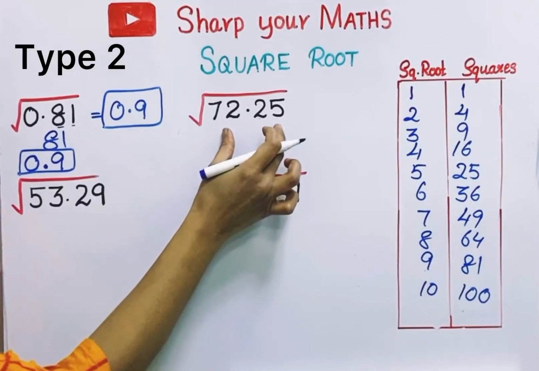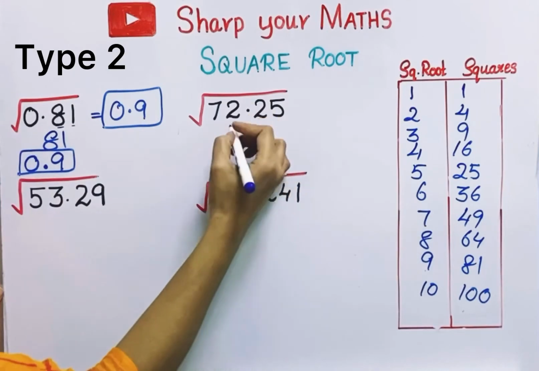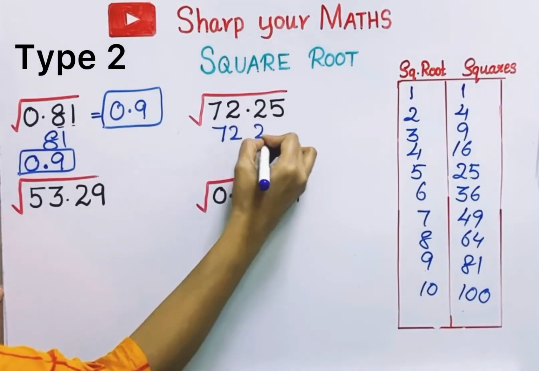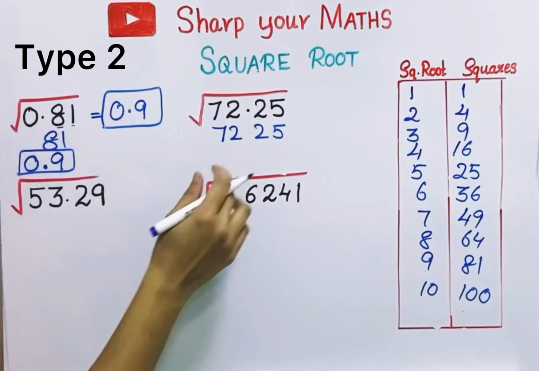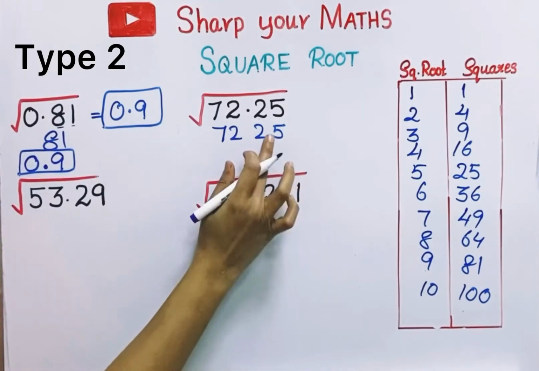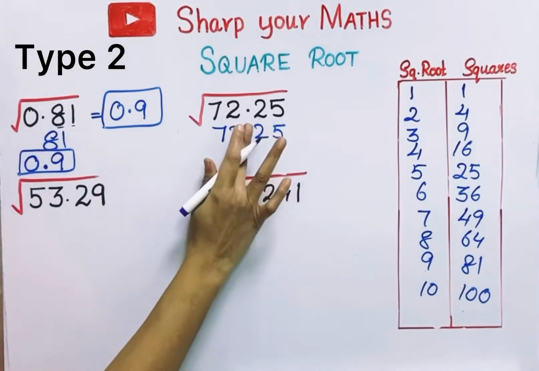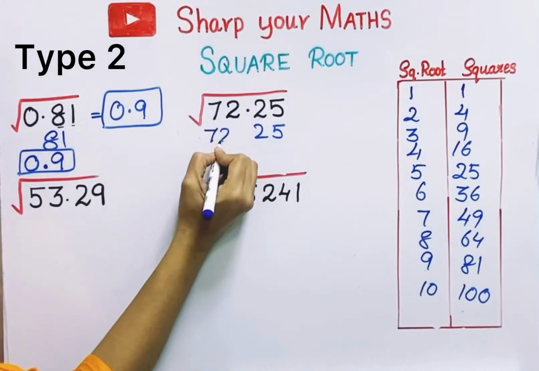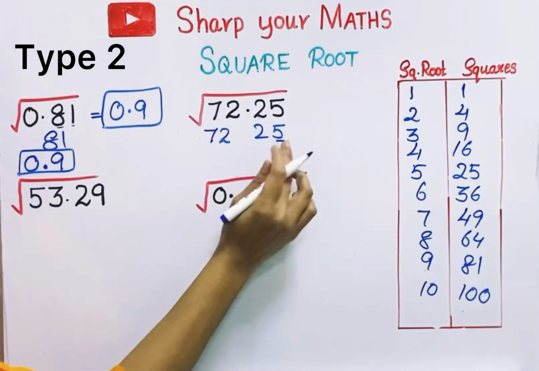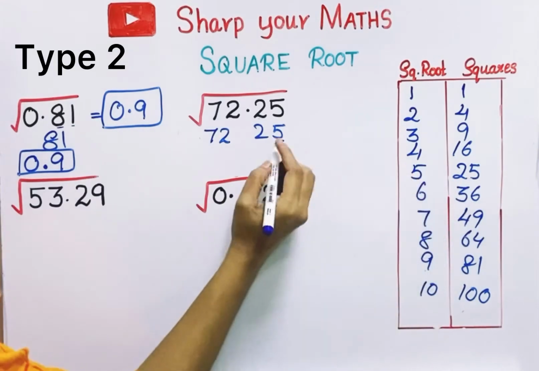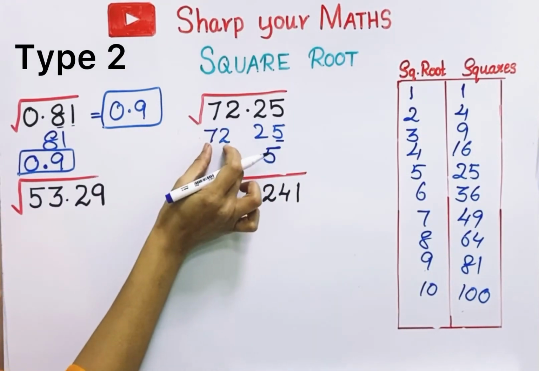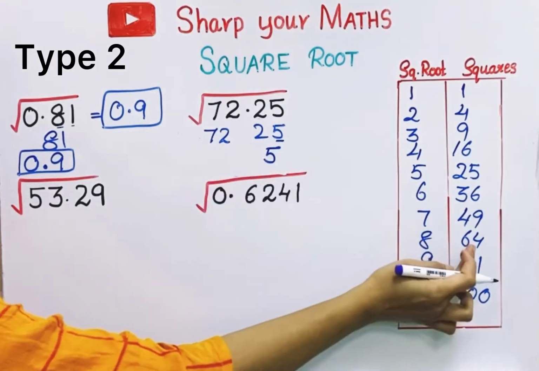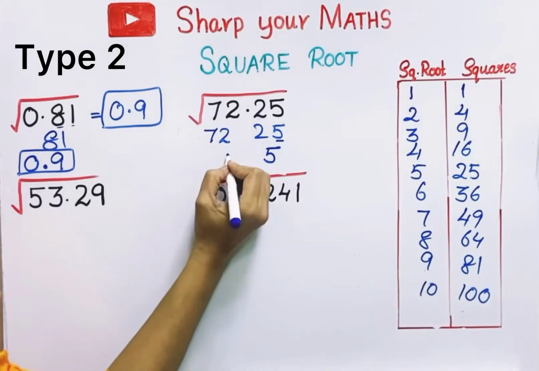Take the number without the point. So it's 7225. Next step, as we do in type 1, do it. Take the number and separate into groups. Last 2 digits one group. The remaining 2 digits another group. Check the unit digit. If it ends with 5, its square root has to end with 5. Then take this number and check the square which is close to it. 72 is close to 64. Take its square root, 8.